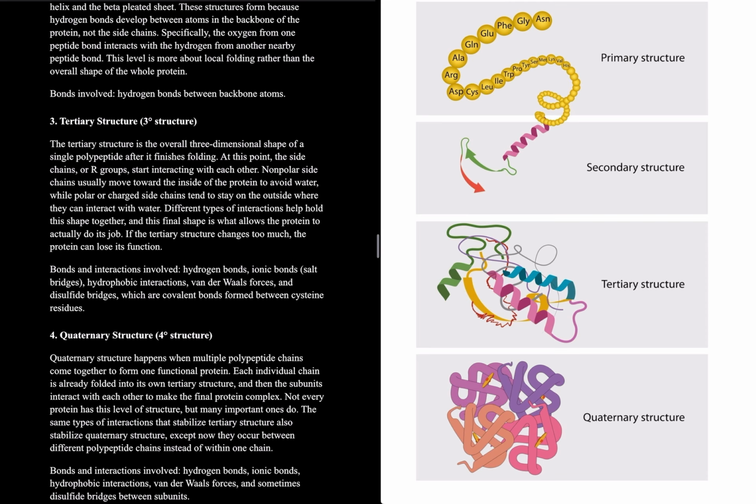Finally, we have the quaternary structure, which happens when multiple polypeptide chains come together to form one functional protein. Not all proteins have this level, but many important ones do, like hemoglobin. The same interactions from tertiary structure help hold these subunits together, except now the interactions happen between separate polypeptide chains instead of within just one chain.